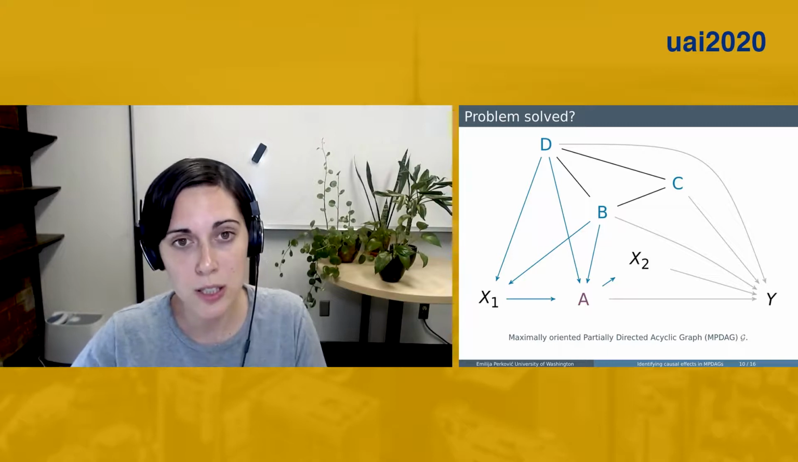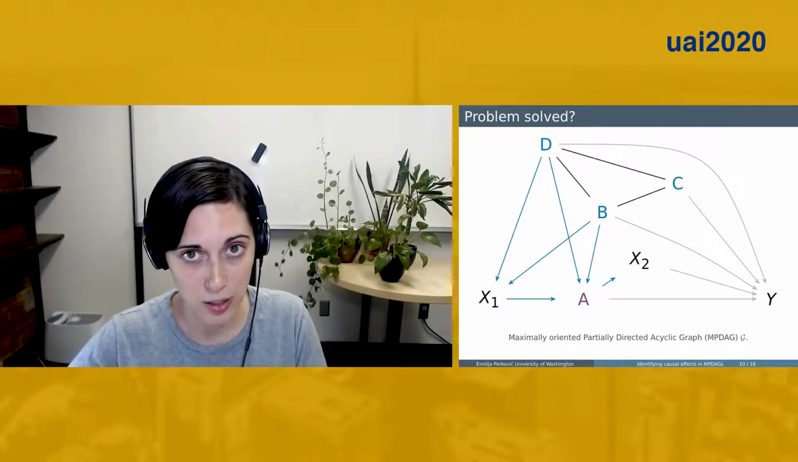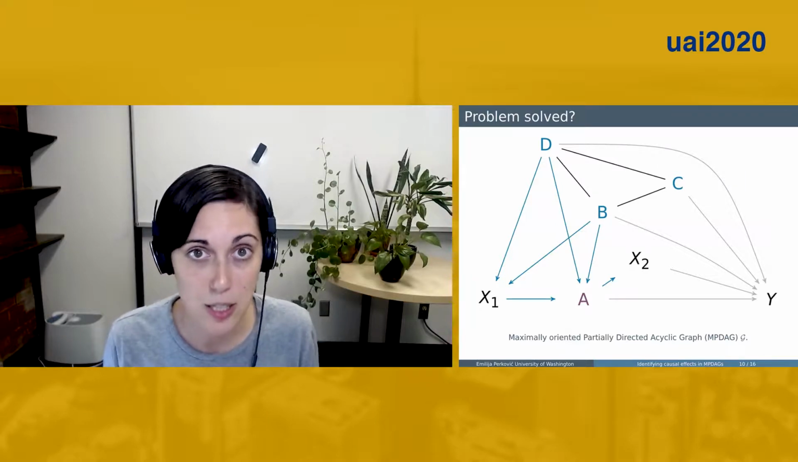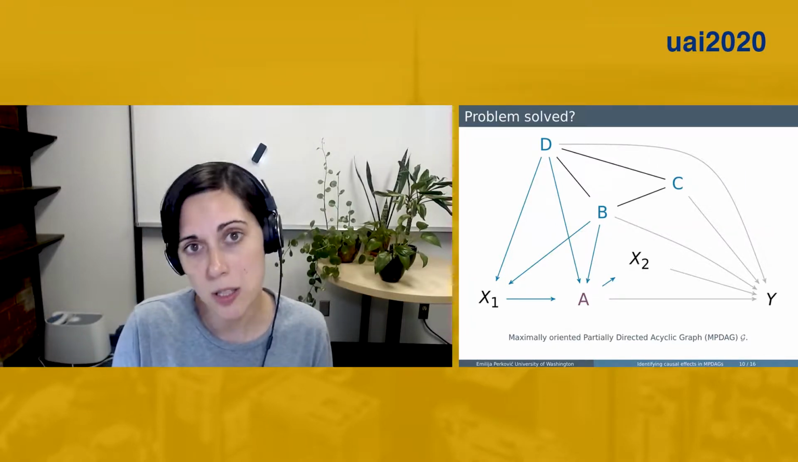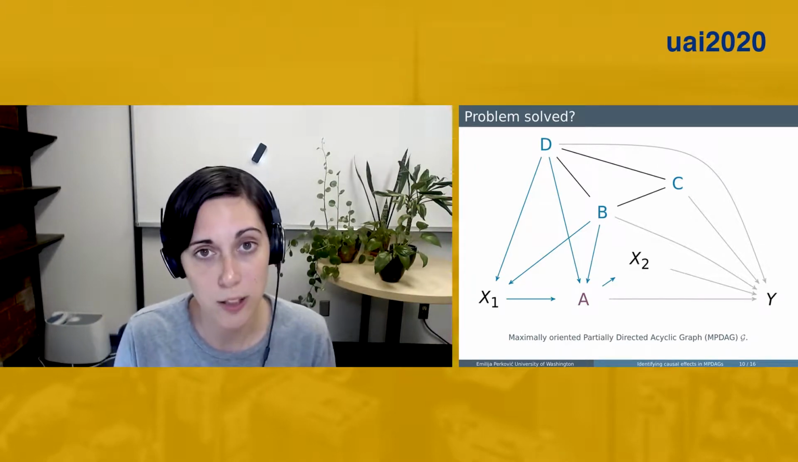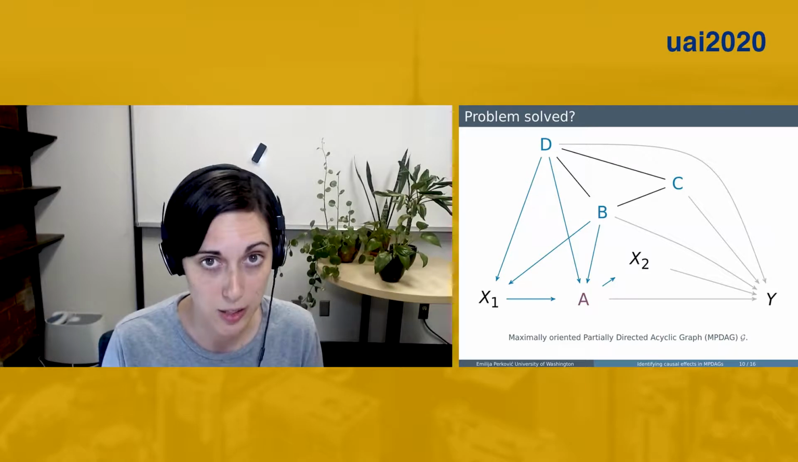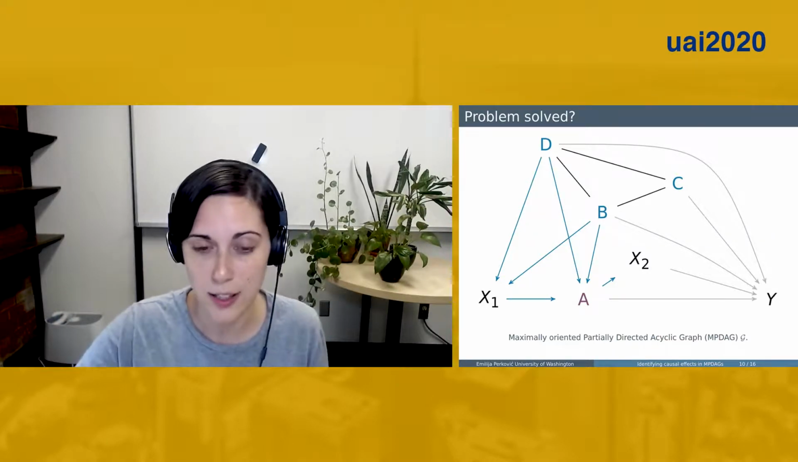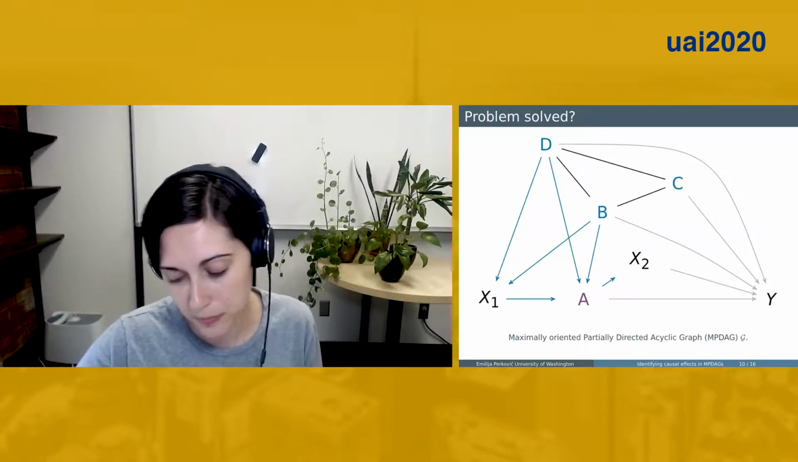So you can see that in this graph, we have fewer undirected edges than in the CPDAG, meaning that the equivalence class of DAGs represented by this MPDAG is smaller. Now, if this is something we can learn from observational data and background knowledge, the question is, when can we identify total causal effect in something like this? Meaning, when is the total causal effect the same in all of the DAGs described by this MPDAG?